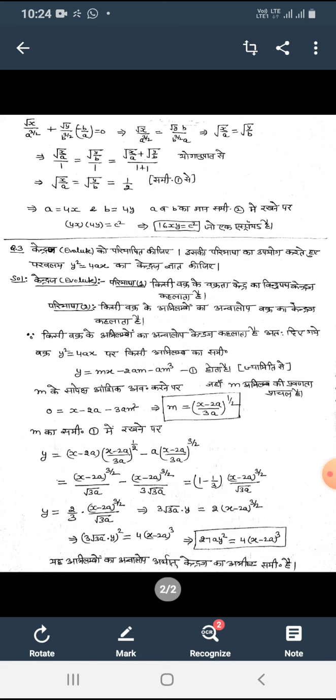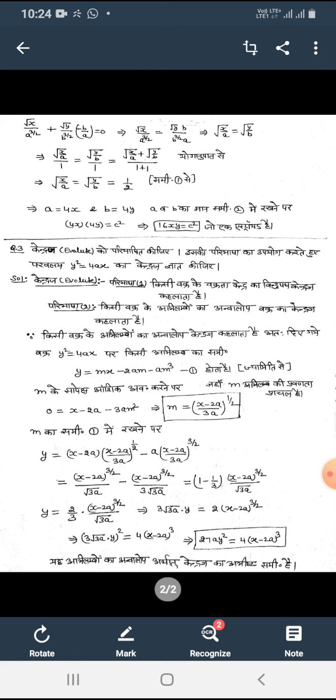Root x upon a upon 1 is equal to root y upon b upon 1, which is equal to root x upon a plus root y upon b upon 1 plus 1, by componendo, and put the value. We find that root x upon a is equal to root y upon b is equal to 1 upon 2 by equation number 1. And by first and third relation a is equal to 4x, and by second and third relation b is equal to 4y.